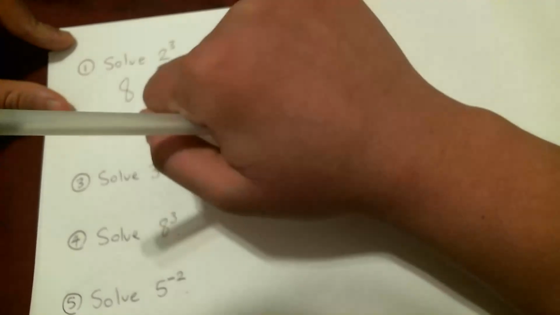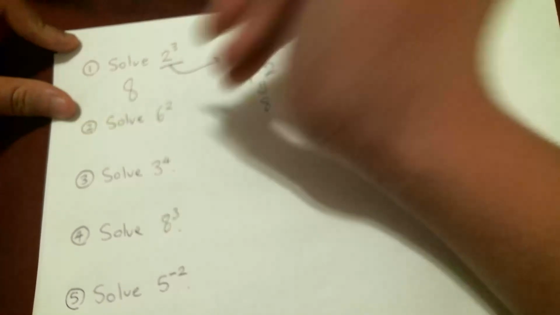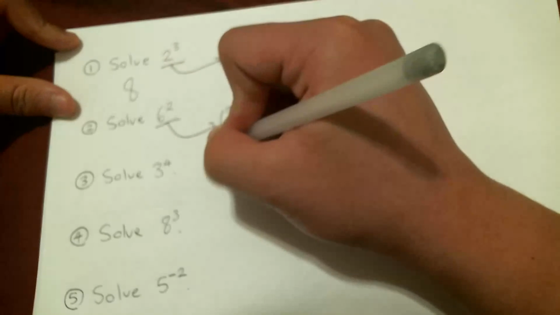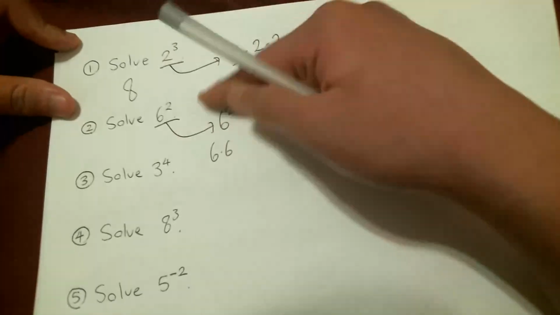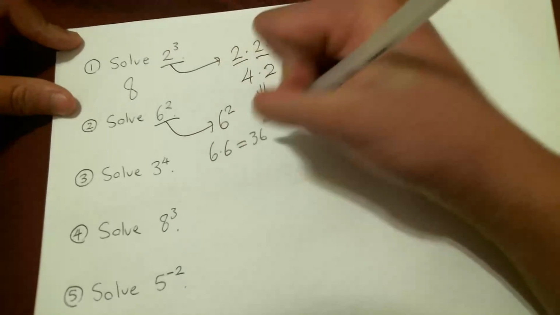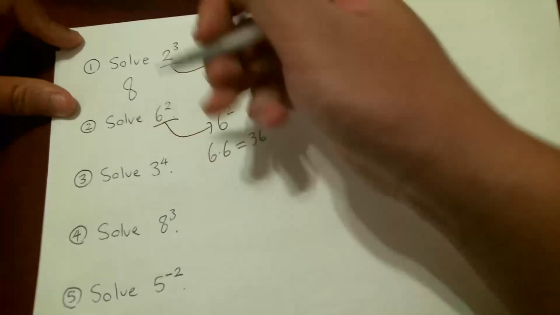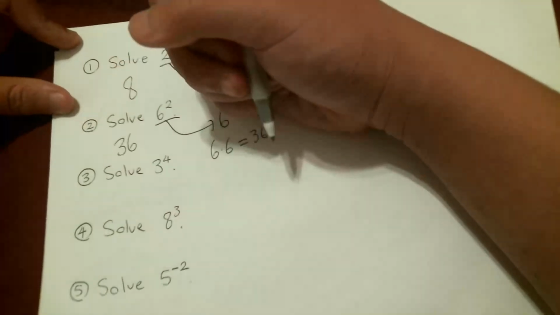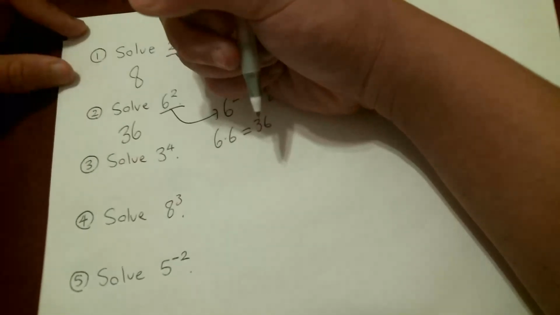Alright, let's solve 6 to the power of 2. So 6 to the power of 2 is 6 times 6, since that is what this would amount to. So 6 times 6 equals 36, and that would also be what 6 squared is. So 36 here.